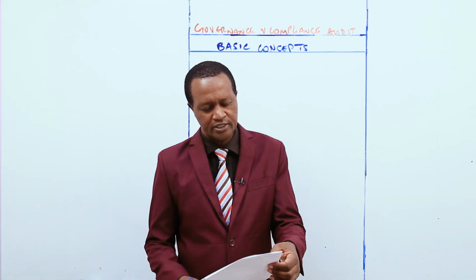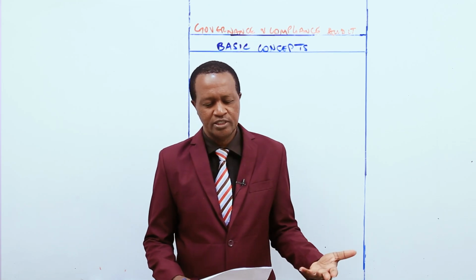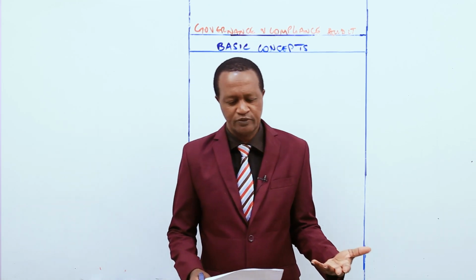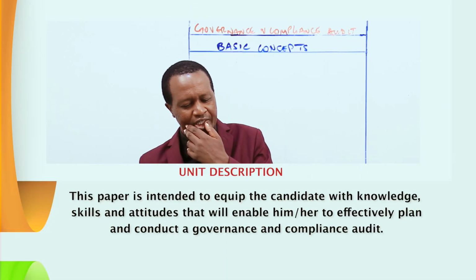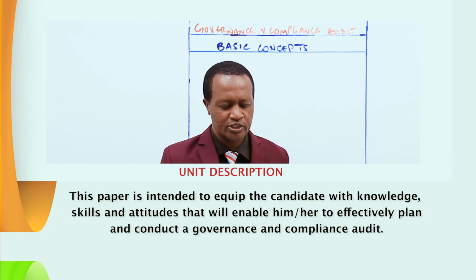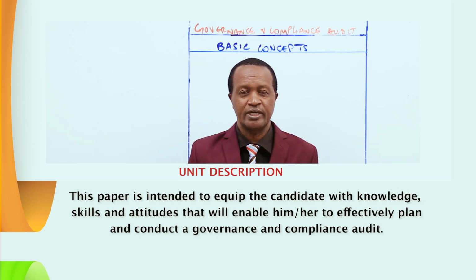These are 6 learning outcomes, and the unit description reads as follows: that this paper is intended to equip the candidate with knowledge, skills, and attitude that will enable him or her to effectively plan and conduct a governance and compliance audit.